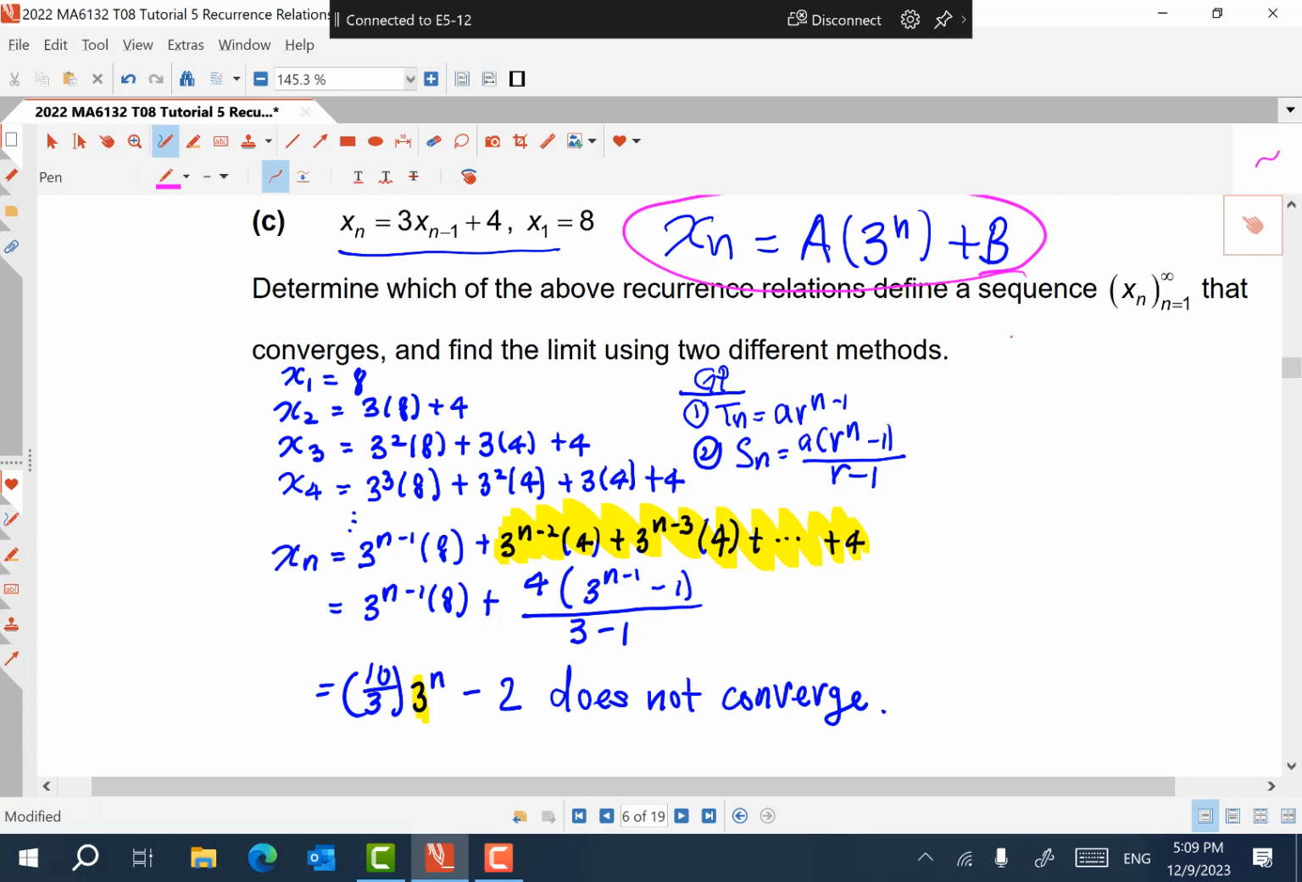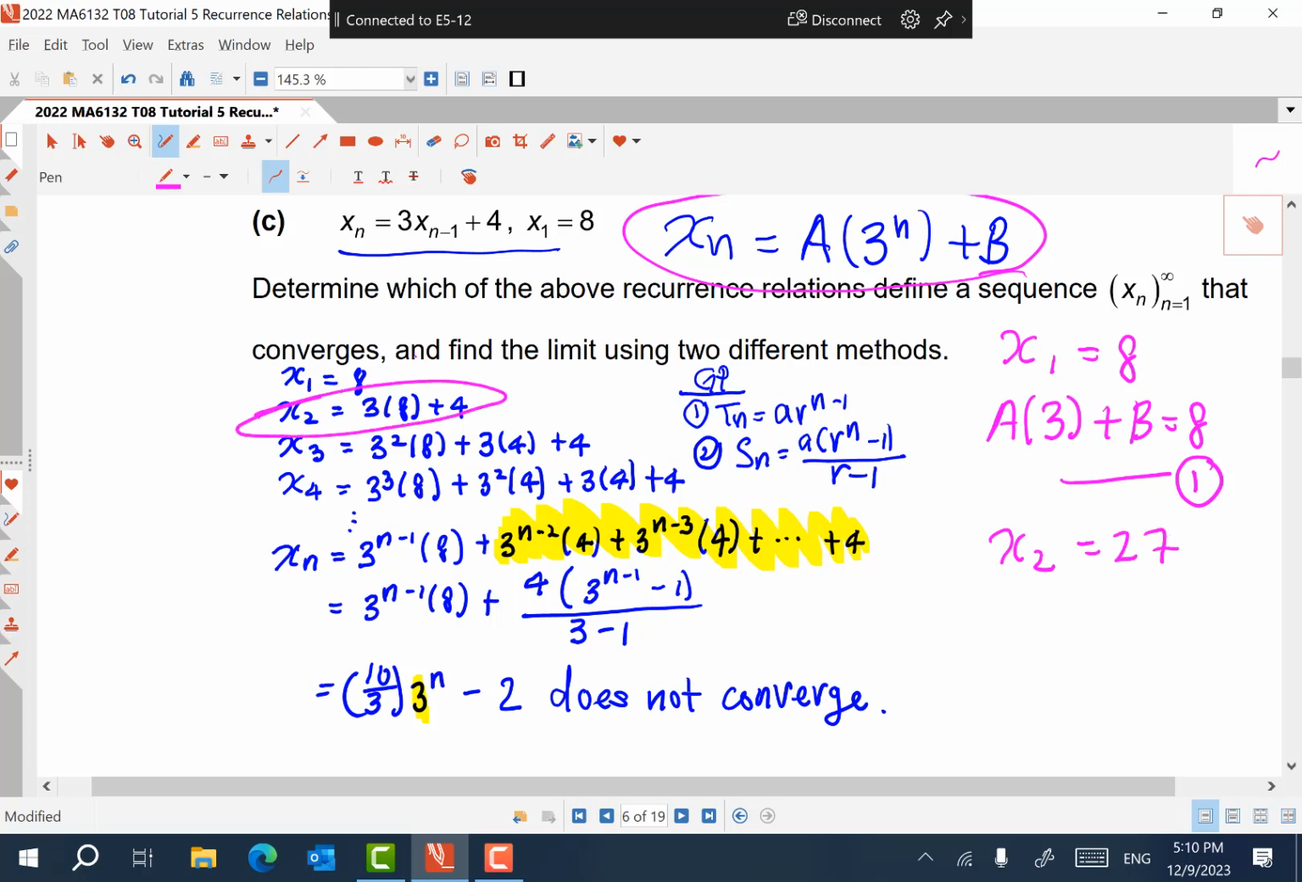we can say that because x1 is given to be 8, I can then say that a times 3 to the power of 1 plus b must be 8. You know what I'm saying? And I can form a second equation using x2. How much is x2? x2 is 27. So therefore, I can say that a times 9 plus b is equals to 27.